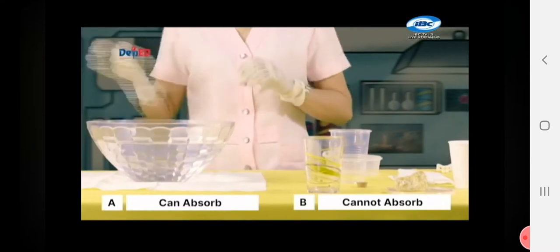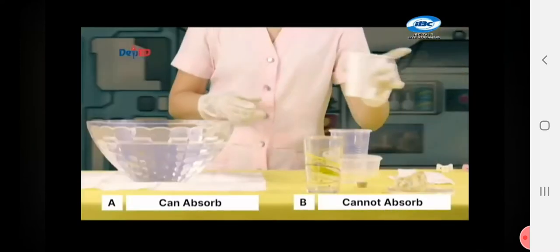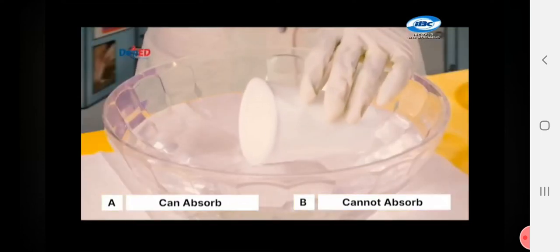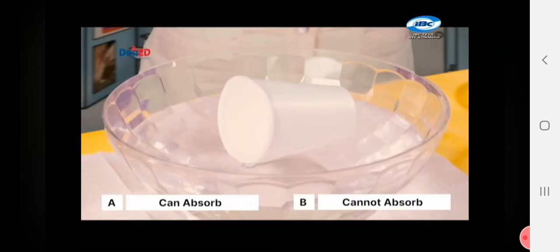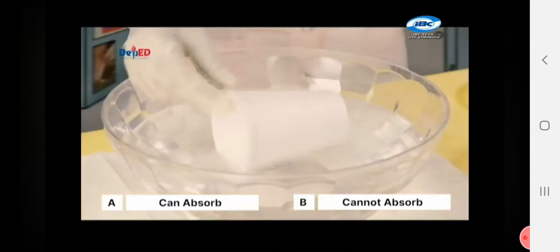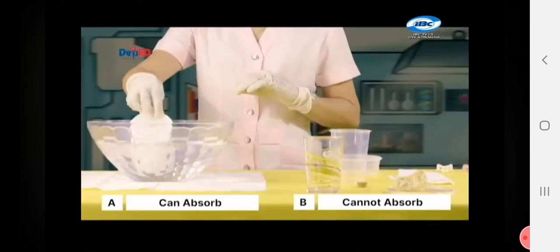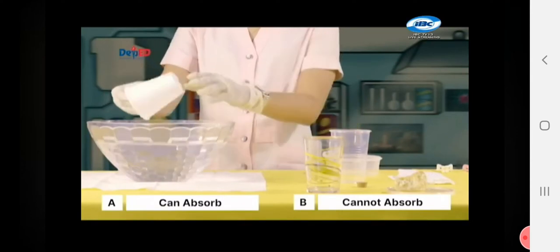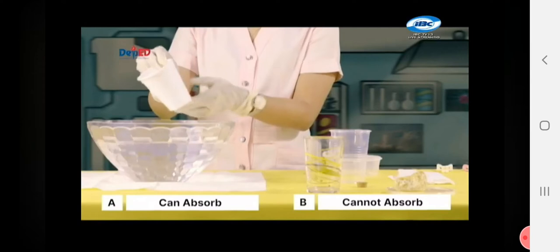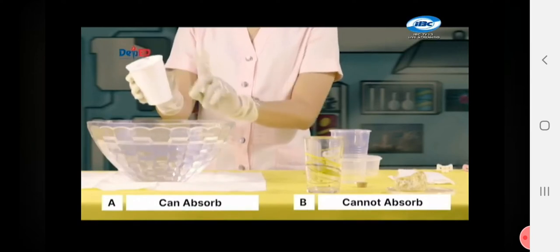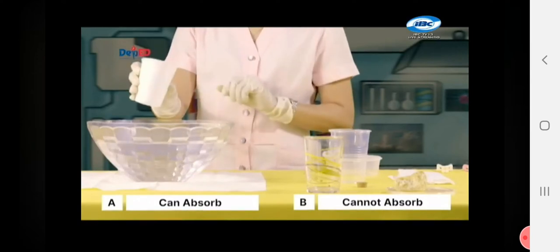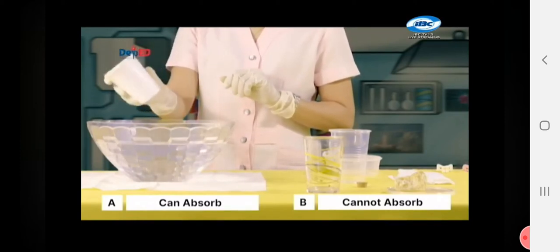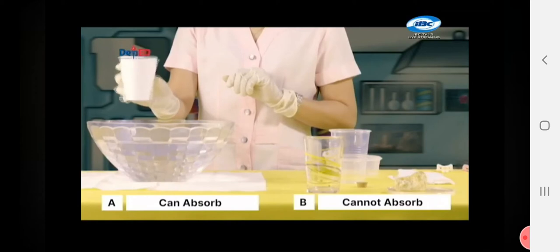Our second material is a styro cup. If you have written styro cup under the column cannot absorb water, you are correct. A styro cup does not absorb water. It has no pores. That is why it does not have a special property called porosity.